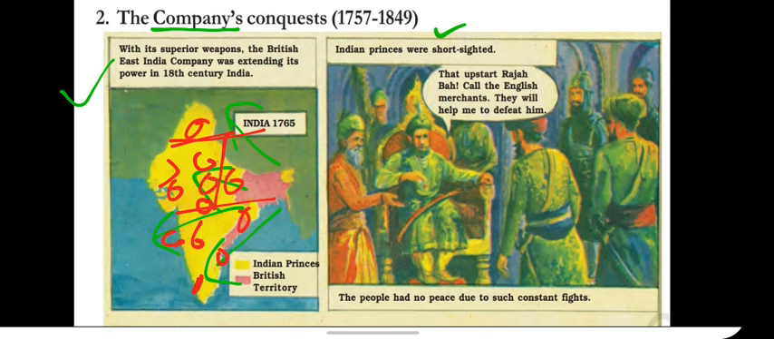So in the second picture, you see Indian princes were short-sighted. Short-sighted means a person who cannot think long-term.